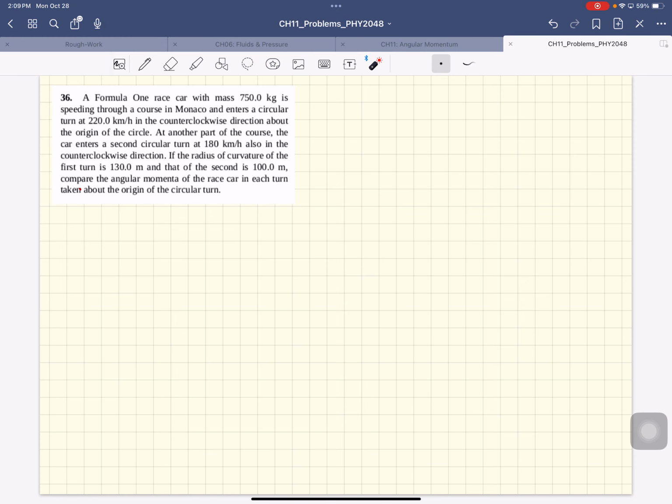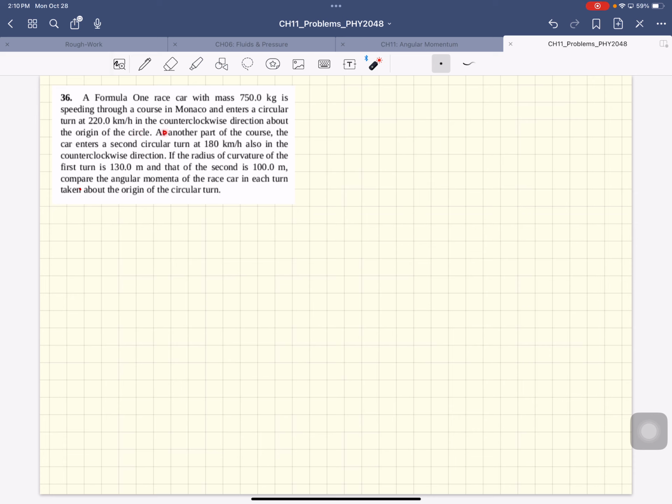A Formula One race car with a mass of 750 kgs. That's pretty good, 750 kgs. A small car is probably about a little over 1,000 kgs. So these cars are light. Okay. Is speeding through a course in Monaco and enters a circular turn at 220 kilometers per hour. That's roughly about 150 miles an hour. You got to be good. I would be scared driving on a straightaway at 150 miles an hour. Yep. And these guys are making turns with somebody 6 inches from them, right?